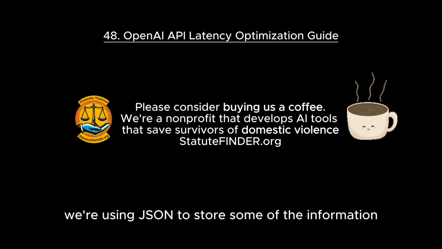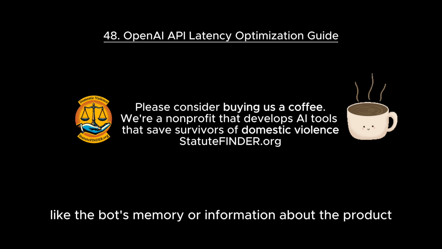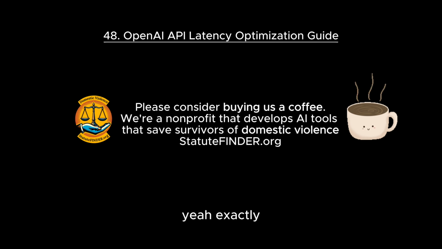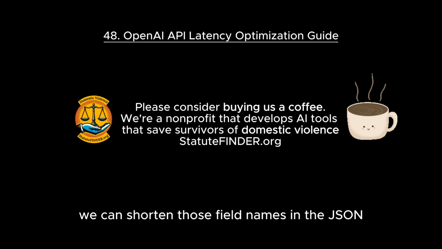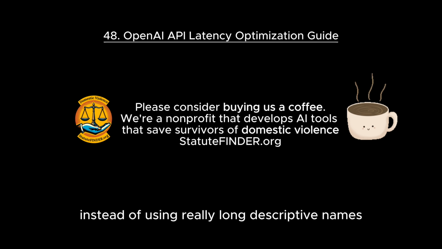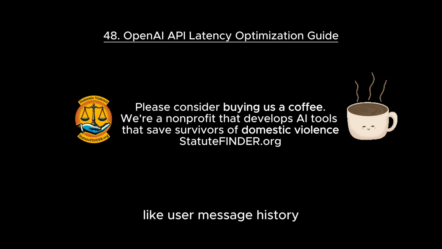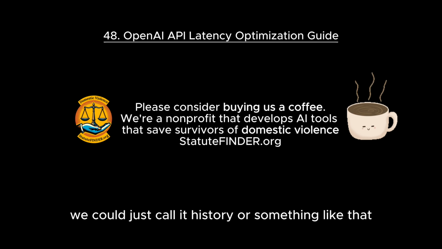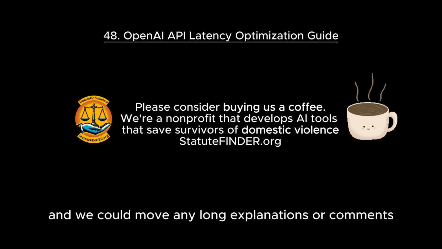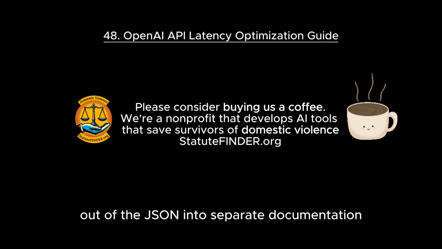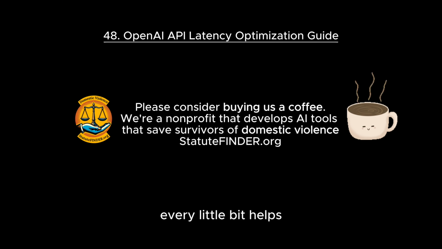Like, let's say we're using JSON to store some of the information the bot needs. Like the bot's memory or information about the product? Yeah, exactly. We can shorten those field names in the JSON instead of using really long descriptive names like user message history. We could just call it history or something like that. And we could move any long explanations or comments out of the JSON and into separate documentation. Yes, good point. Every little bit helps.